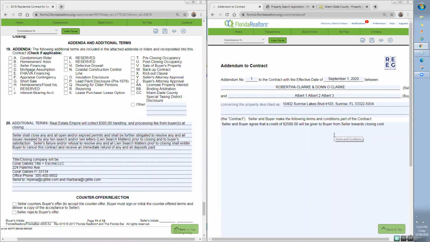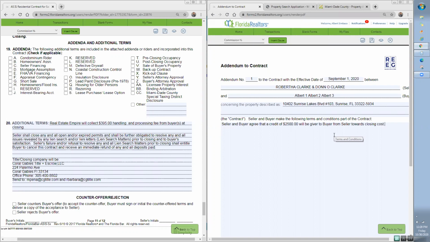Right? Or you can shorten that. Seller will credit buyer X amount of money towards closing costs. But always towards closing costs if there's any form of credits. Okay? Anything else that your client is wanting to do and there's no specific addendum, you're going to use this addendum and you're going to write in there what it is.